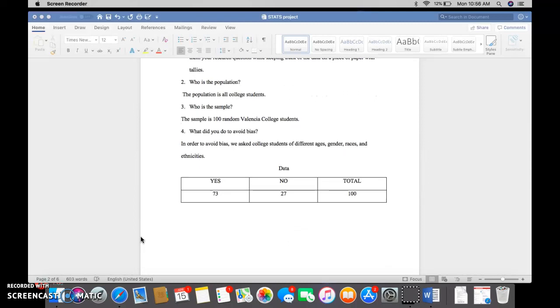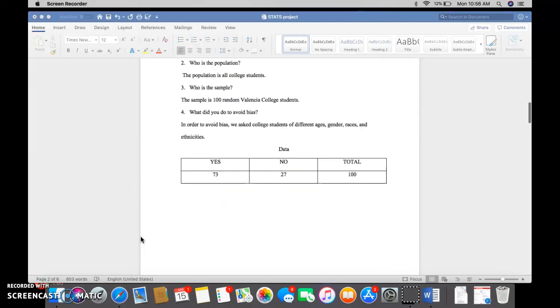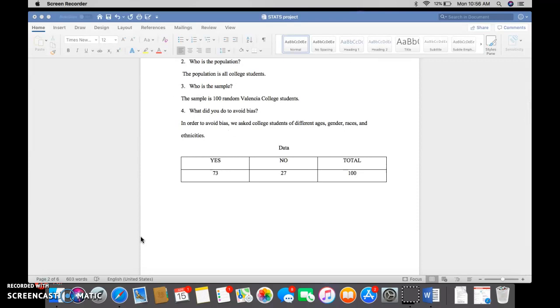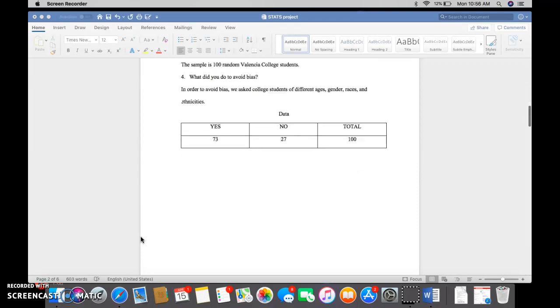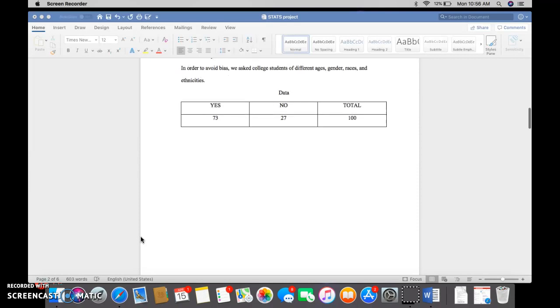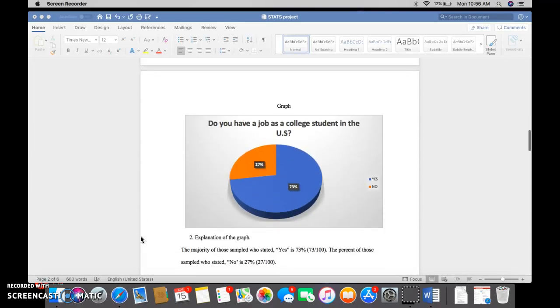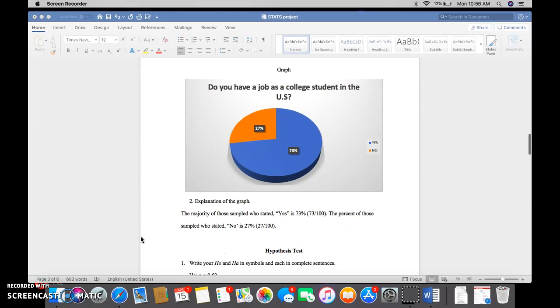What did you do to avoid bias? In order to avoid bias, we asked college students of different ages, genders, races, and ethnicities. And the data below shows how many people answered yes, which was 73, how many people answered no, which is 27, giving us a total of 100 people. Shown in the graph above, the majority of those sampled who stated yes is 73%. The percent of those sampled who stated no is 27%.